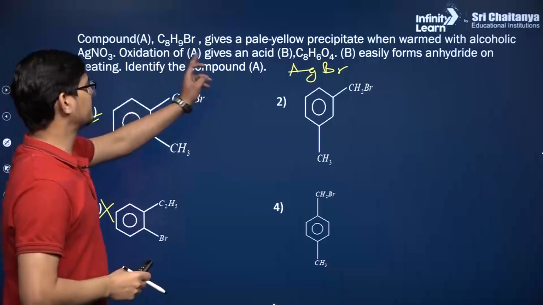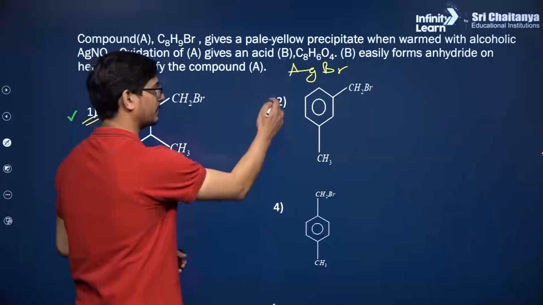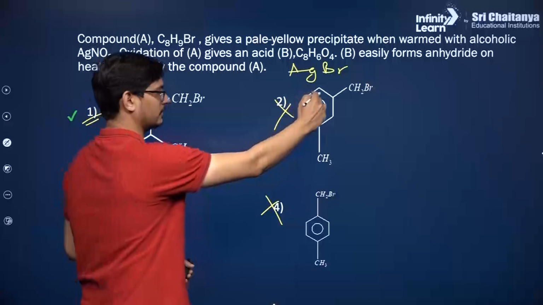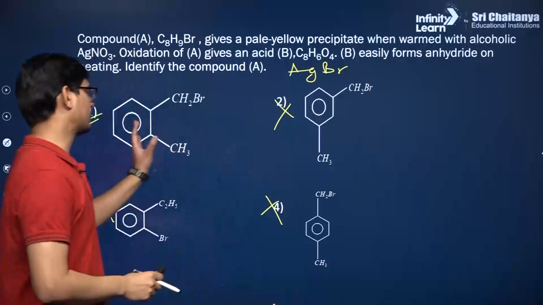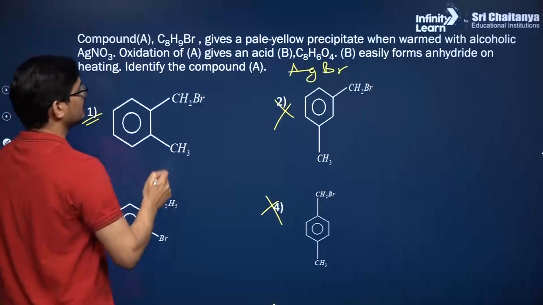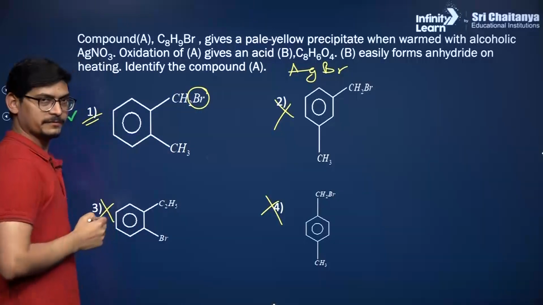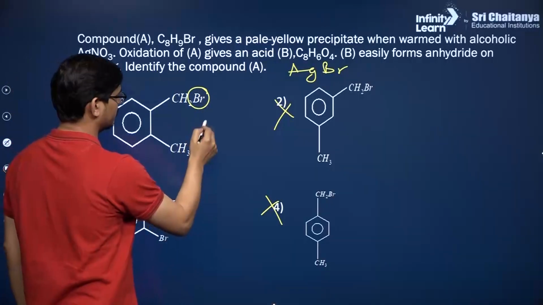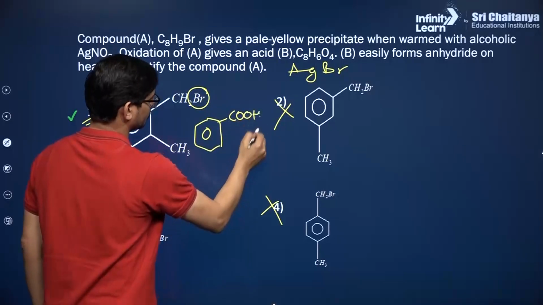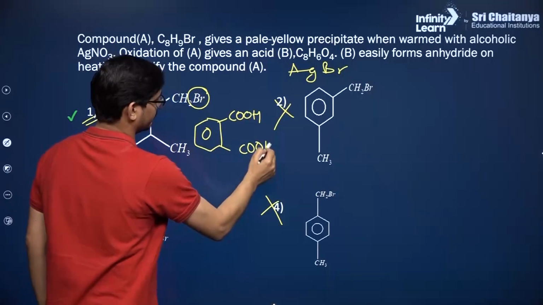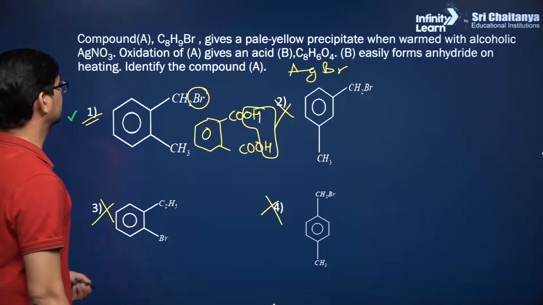Then the oxidation of A gives an acid, right, which easily forms anhydride. So these are out of the picture, because in meta and para, the distance is great, they cannot undergo dehydration to form anhydride. That leaves us with option A. Yes, that is a correct answer, because when it reacts with AgNO3, it gives a pale yellow precipitate of AgBr, and on oxidation, it gives you phthalic acid, right? It gives you phthalic acid, which can undergo dehydration to give you phthalic anhydride. So that is the correct answer.